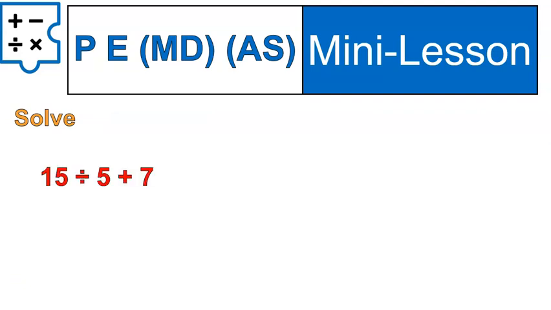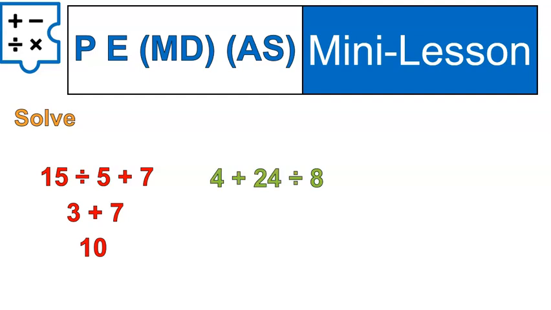Here is a two-step expression, or an expression that has two operations. What are you going to do first, division or addition? Well, multiplication, division get done first before addition, subtraction. So first we're going to divide. 15 divided by 5 is 3. And everything else stays the same. Notice that plus 7, it didn't change. Stayed the same. So now we have 3 plus 7, which gives us 10.